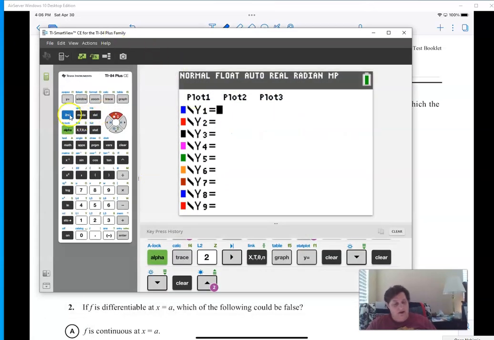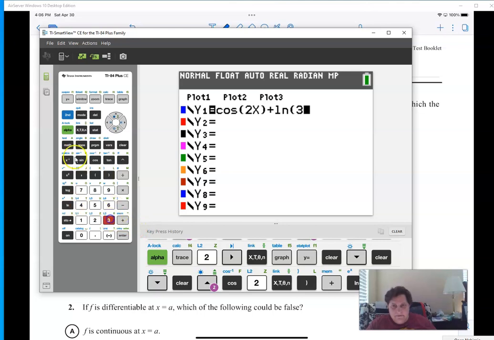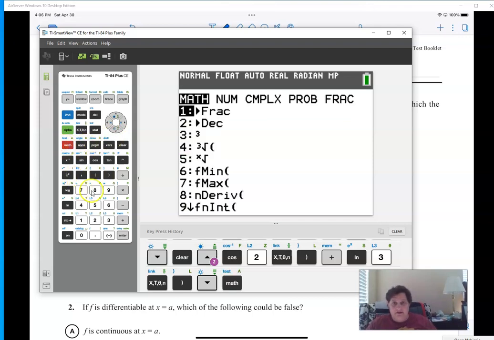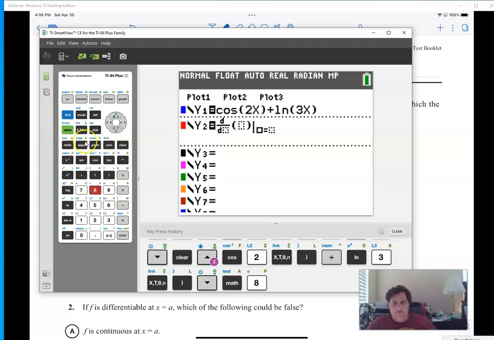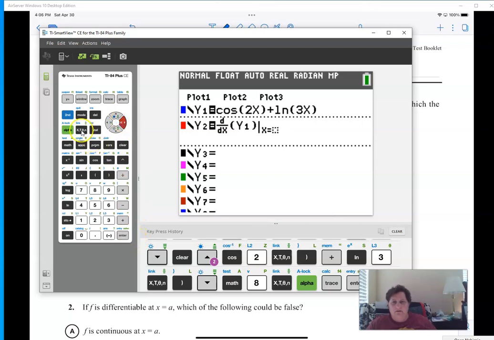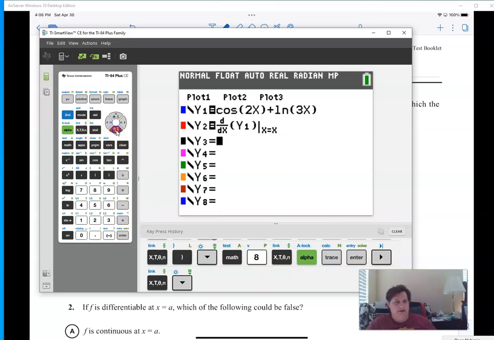All right, so check this out. I'm going to go ahead on my graphing calculator right here and enter in this equation. So I've got cosine 2x plus ln 3x. All right, and then I learned the other day, this was new for me, right? That we can actually do a derivative with respect to x of y1. Okay, and we just put x equals x.